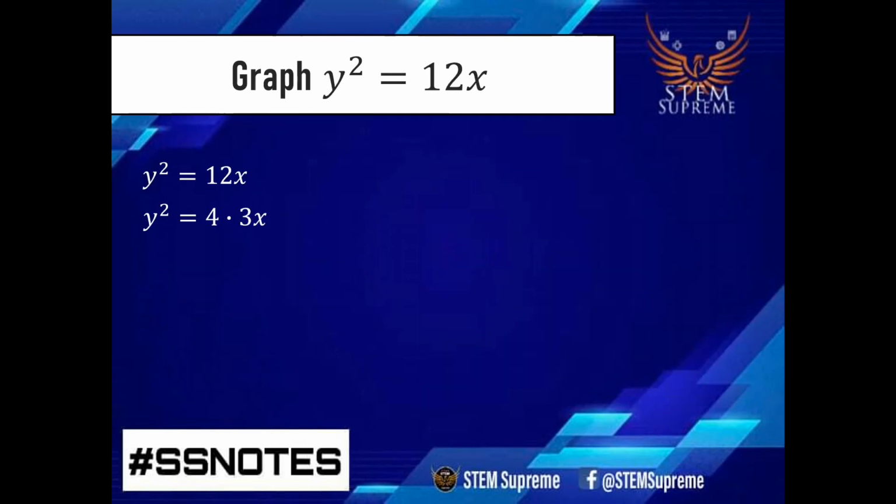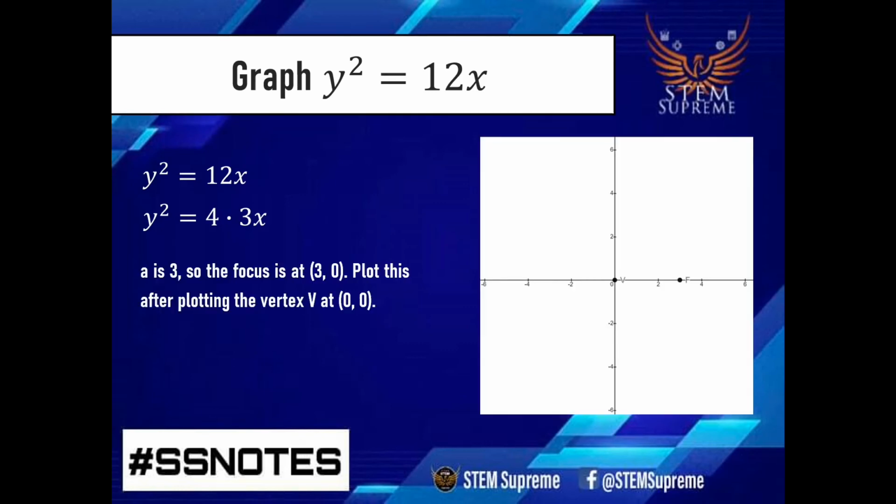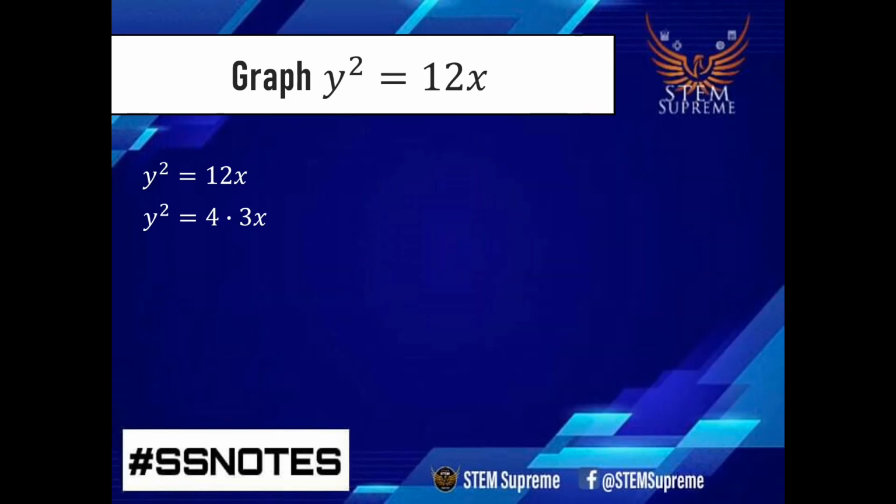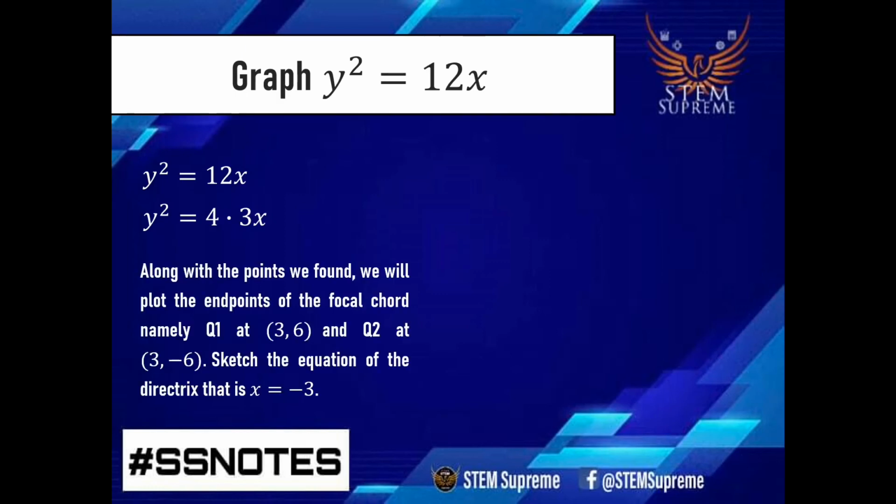In this last example, we can now easily say that A is equal to 3. We also say the focus is 3 units away from the vertex. The latus rectum is 6 units long and its endpoint Q1 is located at the point 3, 6 and Q2 is located at the point 3, negative 6. The equation of the directrix of this parabola is the line x equals negative 3.